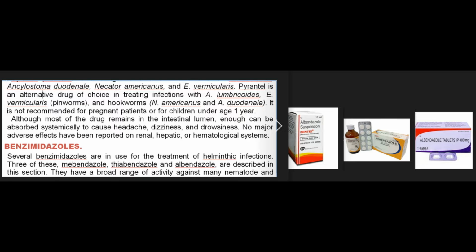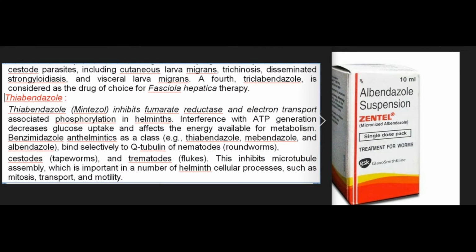Benzimidazoles. Several benzimidazoles are in use for the treatment of helminthic infections. Three of these, mebendazole, thiabendazole, and albendazole, are described in this section. They have a broad range of activity against many nematode and cestode parasites, including cutaneous larva migrans, trichinosis, disseminated strongyloidiasis, and visceral larva migrans. A fourth, triclabendazole, is considered the drug of choice for Fasciola hepatica therapy.